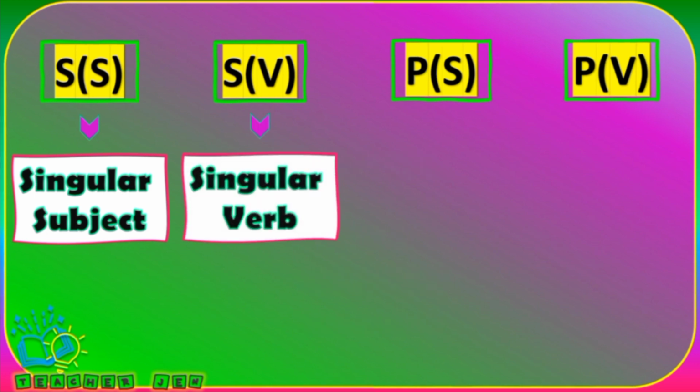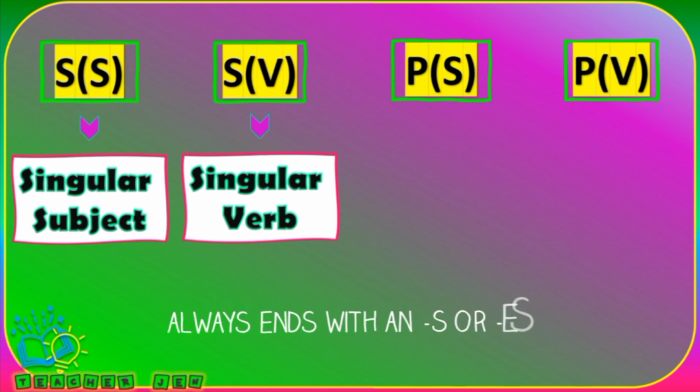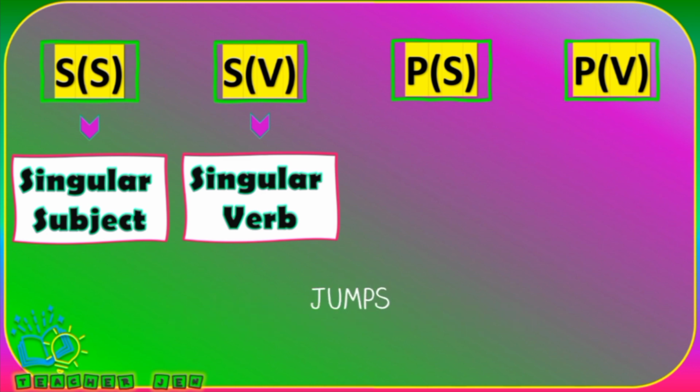Next is SV. SV stands for singular verb. Remember that the singular verb ends with an S or ES, just like the word jumps or dances.